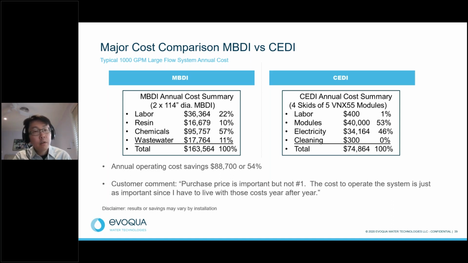For the end customer, the purchase price is important, but it is not the key factor. They also look into the cost of operation, which is also very important to them.